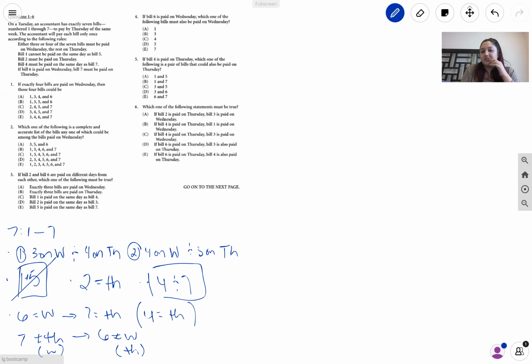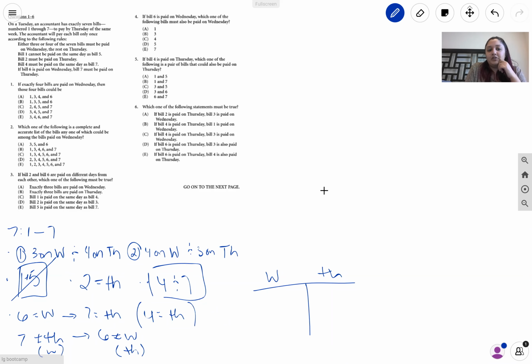Anyone else have any other questions? Okay, so the way that I set it up is I just have a little chart where I'd have Wednesday and then I'd have Thursday, and then I just start putting things underneath. Does that make sense? Okay, let's start with the first question then.